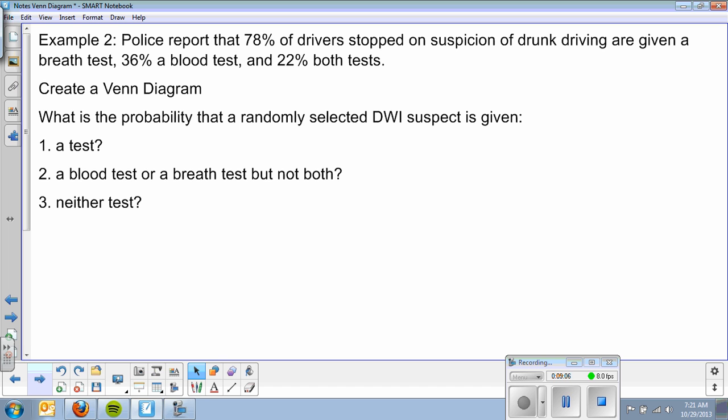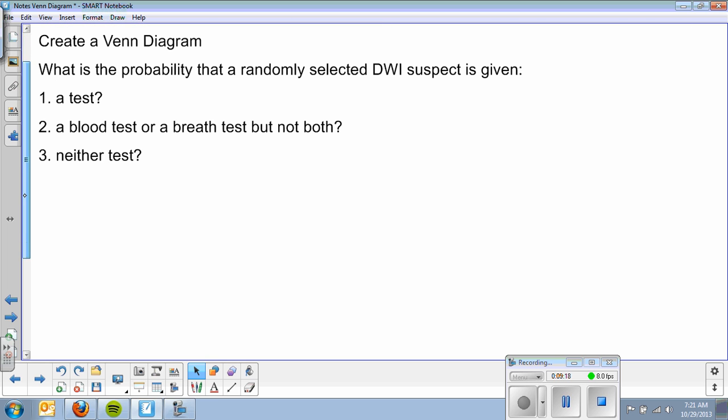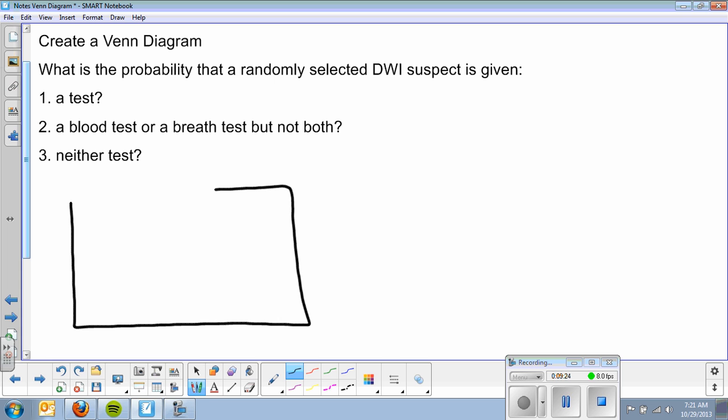Okay, second problem. Police report that 78% of drivers stopped on suspicion of drunk driving are given a breath test, 36% are given a blood test, and 22% are given both tests. Create a Venn diagram and answer the following problems. Okay, so we start off with our Venn diagram.